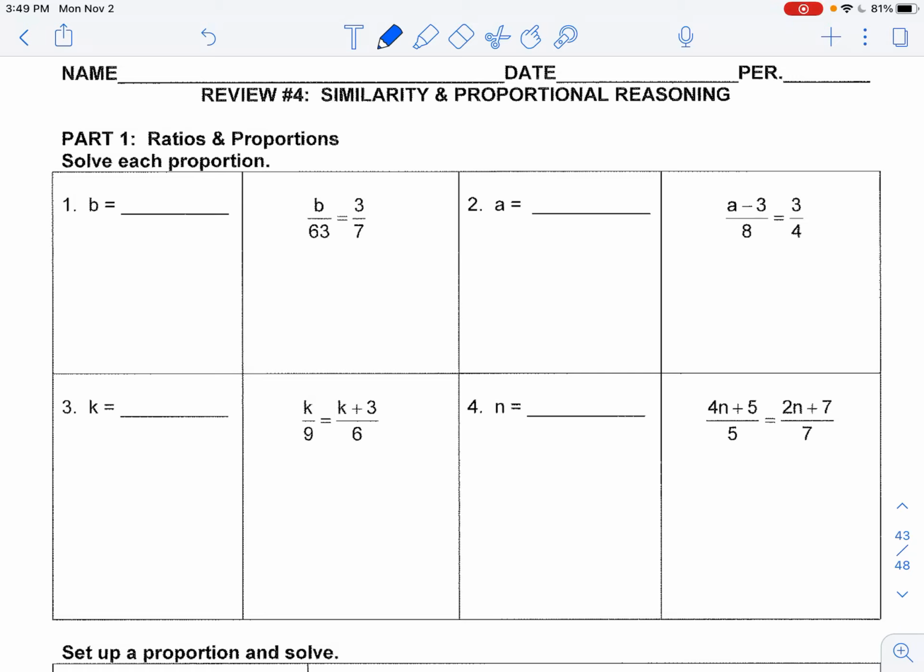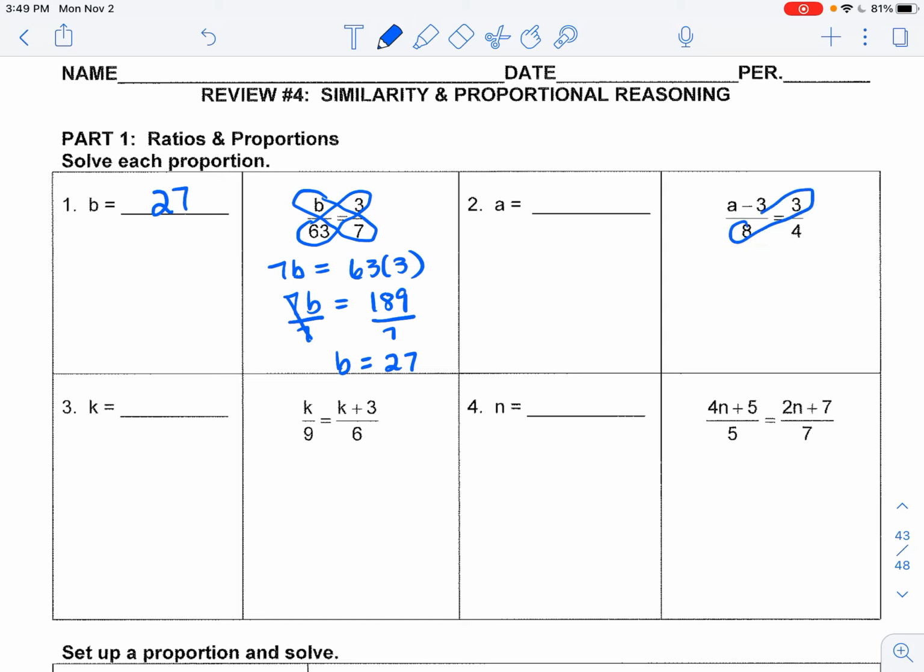In this video, let's begin our Unit 4B review. This is part 1, ratios and proportions. Solve each proportion. In this problem, we're just going to cross multiply and divide. So I end up with 7b is equal to 63 times 3. 63 times 3 is 189. Divide both sides by 7, and b is equal to 27.